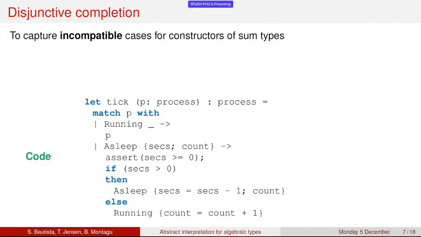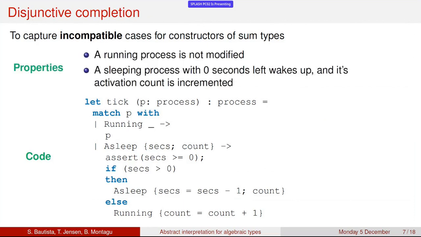So, for example, if we come back to our tick function, two of the properties that we wanted to capture over this function is the fact that if the input is running, then it is not modified. But if it is asleep and has no seconds left to sleep, then it is activated again.